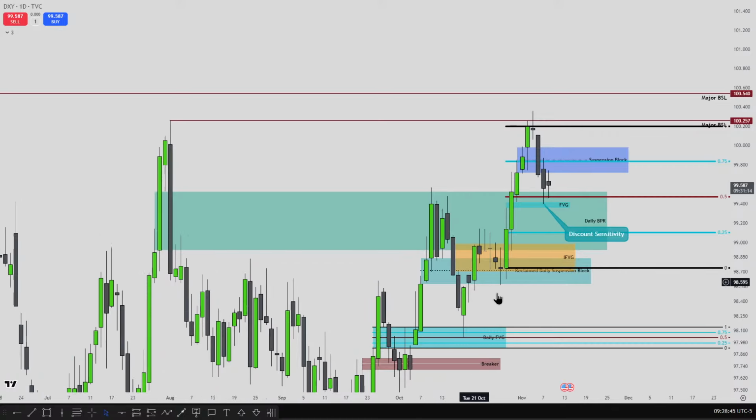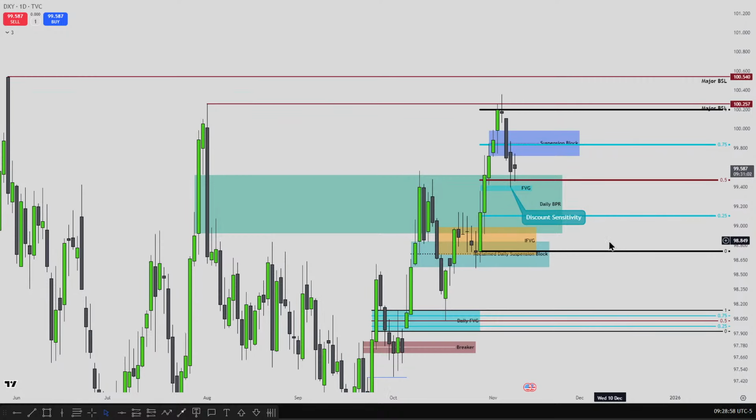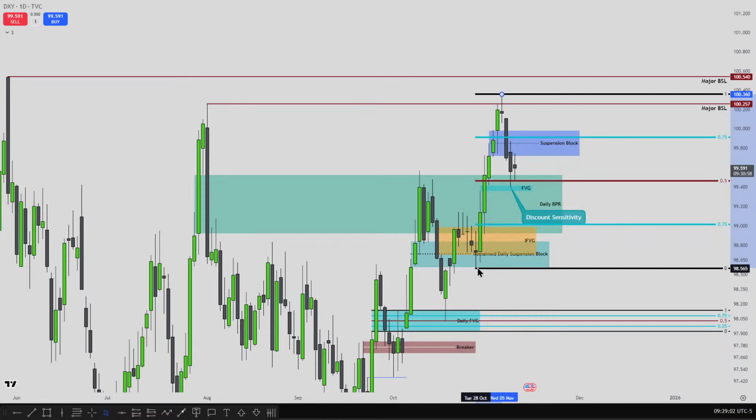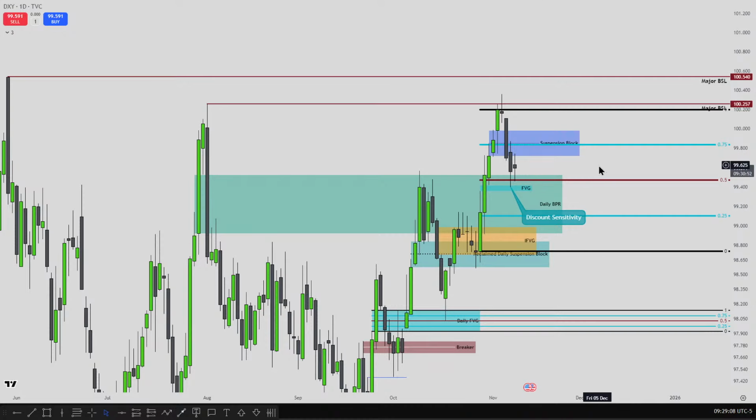Because it's acting as a mitigation block, we're already bullish. We have discount sensitivity from this impulse price swing. It's rejected this level inside the fair value gap, which is just below 50% of the impulse price swing. That's using the bodies, not the wicks. If you use the wicks, it gives you the same thing, but more accuracy comes from using bodies, especially on Forex.